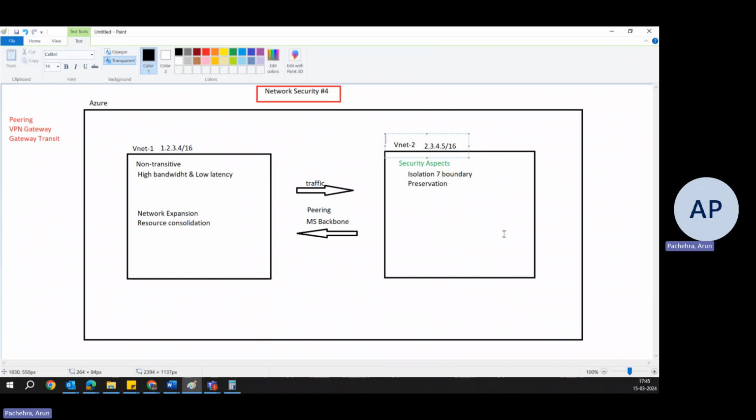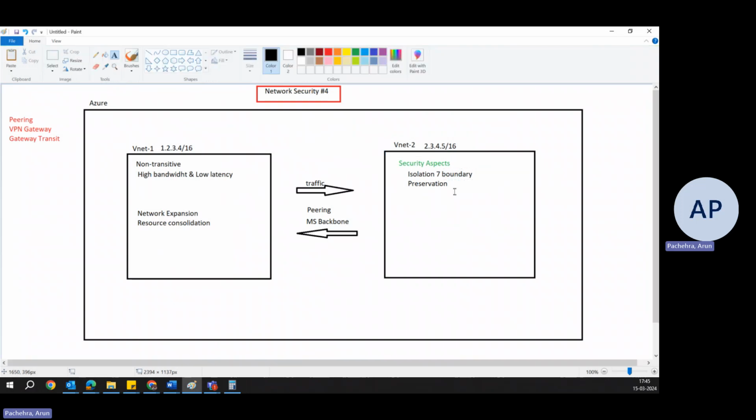This ensures that administrative boundaries are maintained, and VNets can enforce their security policies independently, right? Independently. And so this is the security aspect, a wonderful security aspect. Isolation, still isolated but acting like one, and the boundary is preserved, right?